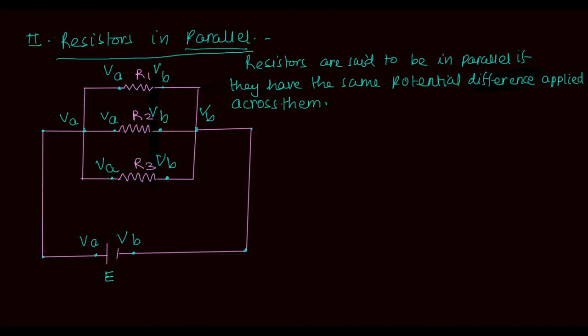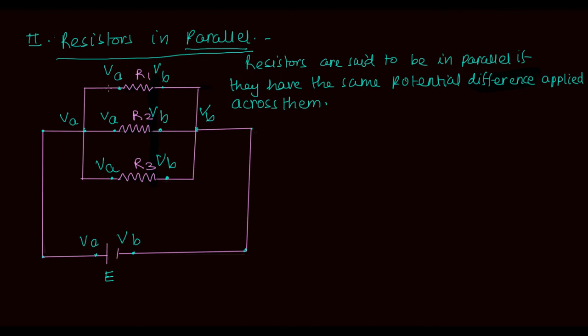Fine. So now when that is the case, so what are we trying to say? That the potential across these resistors is the same as the potential across this, right? That means the whole cell potential somehow got applied across the resistors, right?